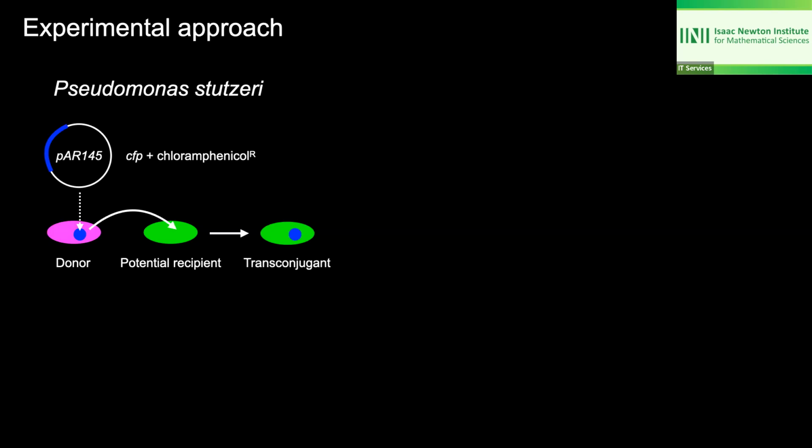If the plasmid transfers to the potential recipient, the transconjugate then becomes the composite color green and blue, so it appears cyan. And then the third thing that can happen is as the donor divides, it can be cured of the plasmid and return back to its red state. So that's our simple experimental system.